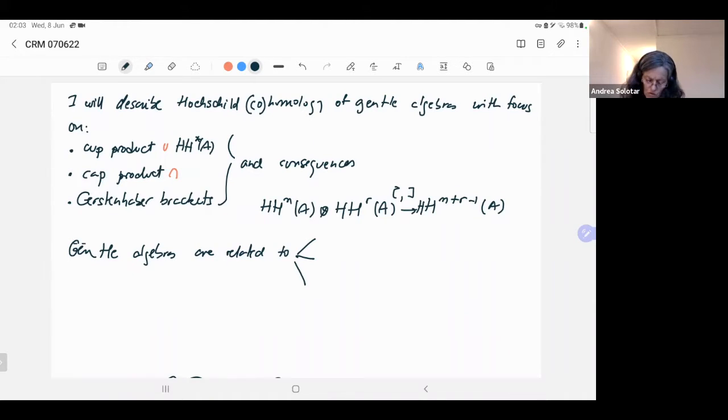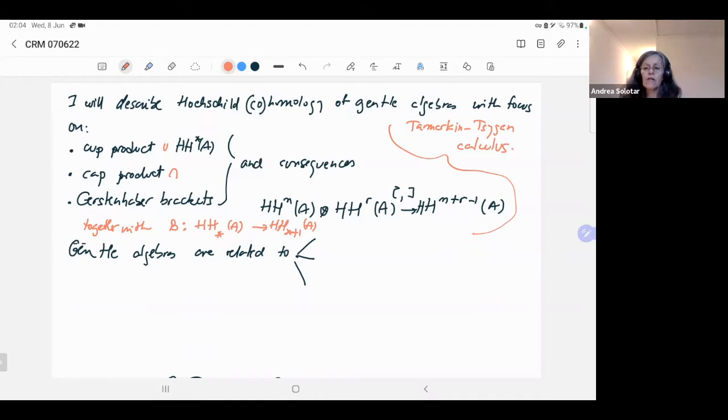So all this structure together, let me write it here, together with a differential of degree plus 1 that is usually called capital B, from Hochschild homology to Hochschild homology in degree plus 1. All this together, satisfying some conditions, is what is called a Tamarkin-Tsygan calculus. So we describe all this structure for the Hochschild cohomology of gentle algebras.